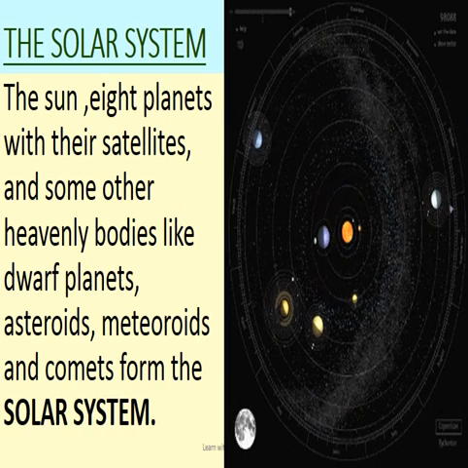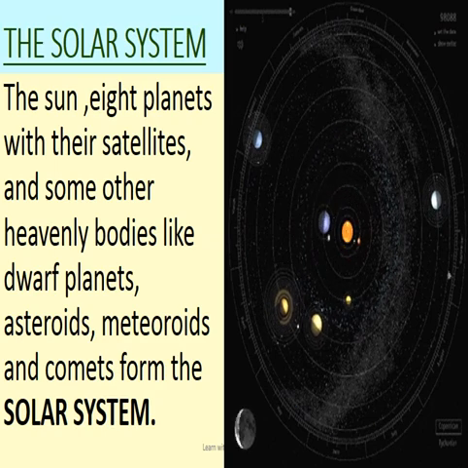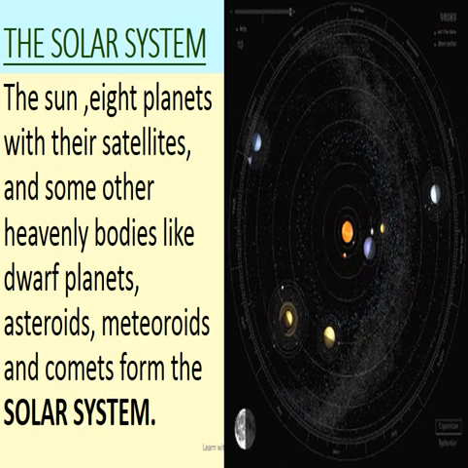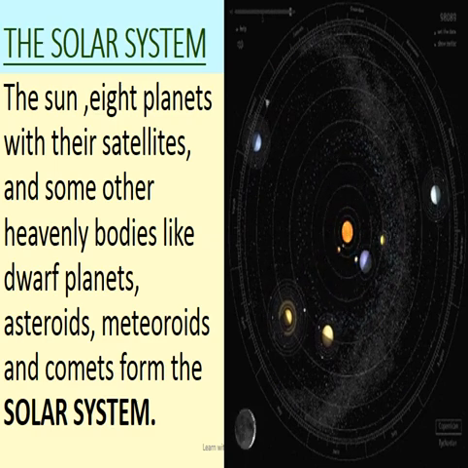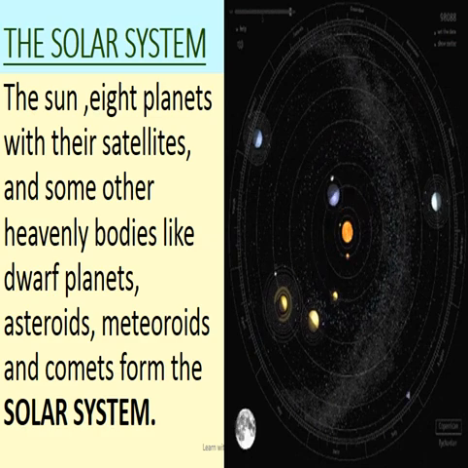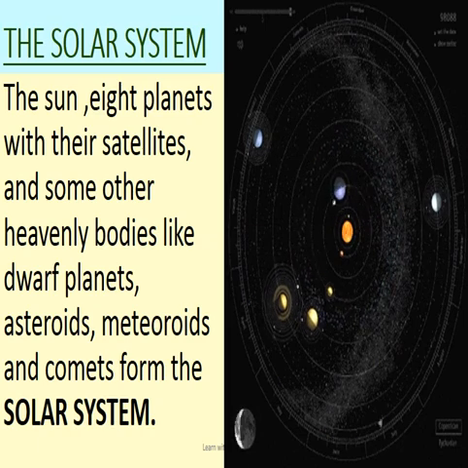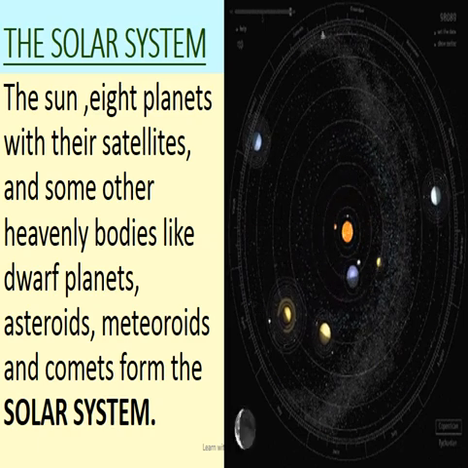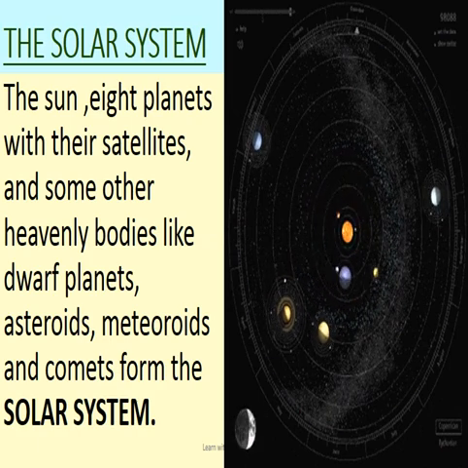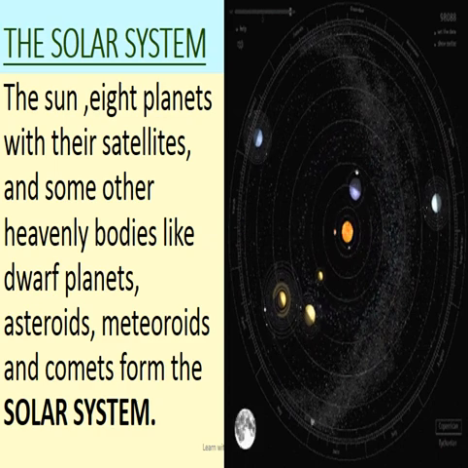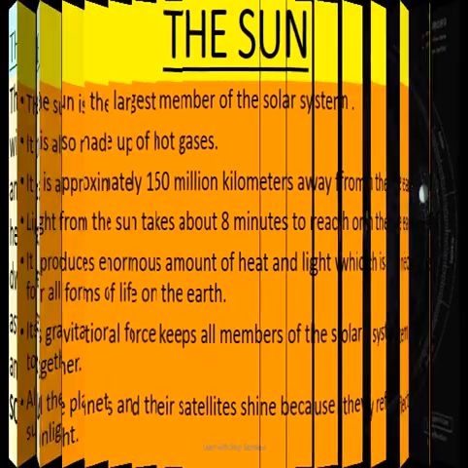Now, let us understand more about the solar system. The sun, 8 planets with their satellites and some other heavenly bodies like dwarf planets, asteroids, meteoroids and comets form the solar system. All heavenly bodies or celestial bodies move around the sun. Also, satellites like the moon move around the sun. Thus, we can also call the solar system the sun's family.